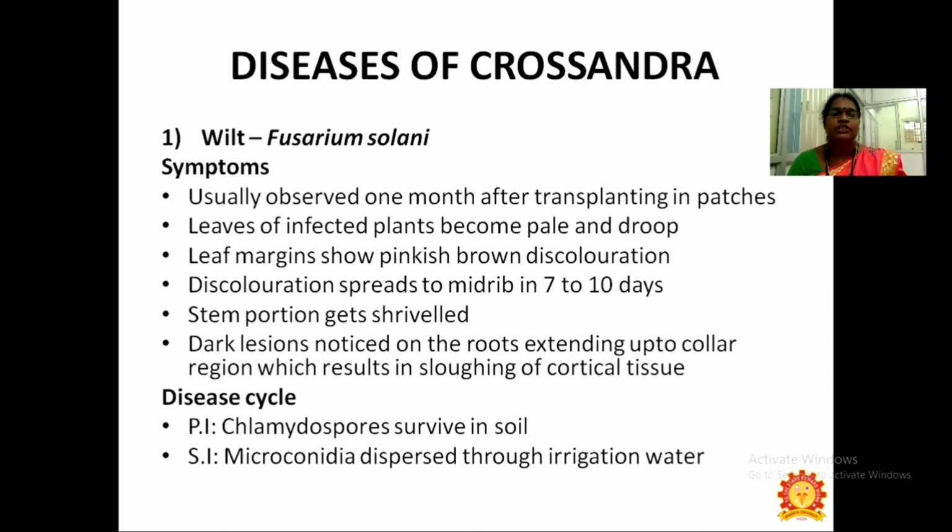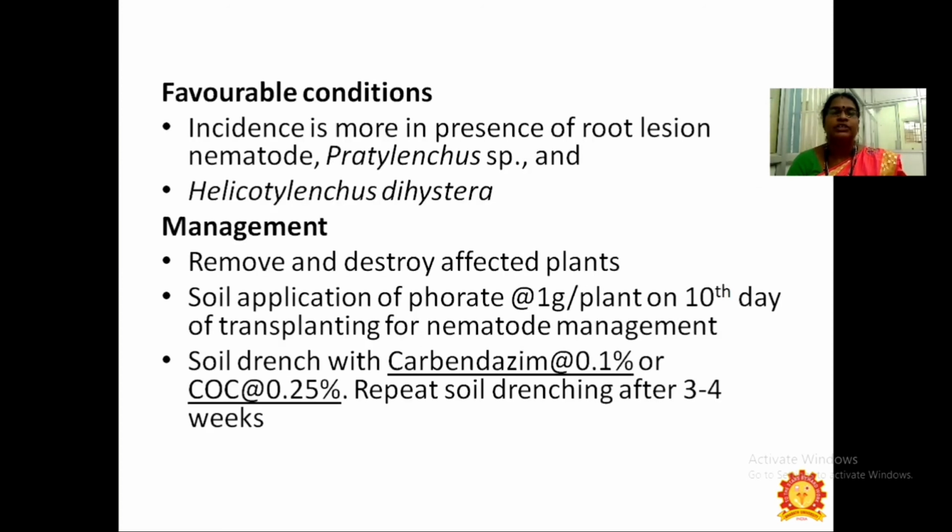Stem portions get shriveled. Dark lesions are noticed on the root extending up to the collar region, which results in sloughing of cortical tissues. Primary infection is by chlamydospores that survive in soil. Secondary infection is by microconidia, dispersed through irrigation water. Favorable condition: incidence is more in the presence of root lesion nematode and Helicotylenchus species. Management: remove and destroy the affected plants.